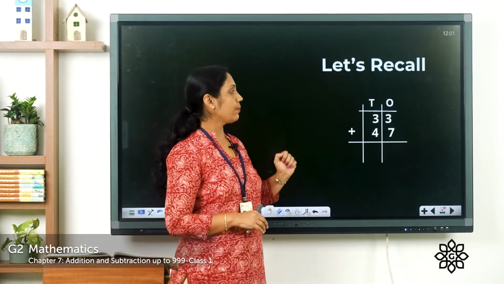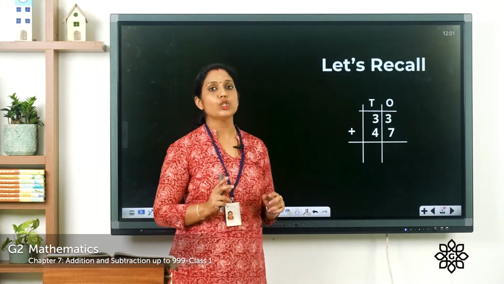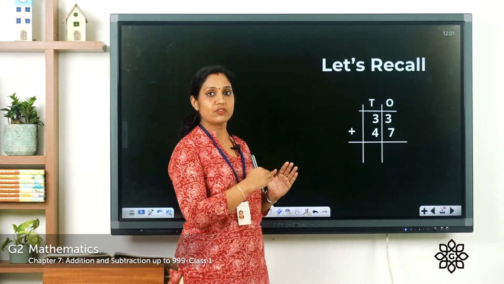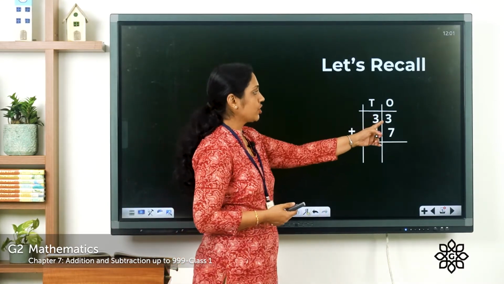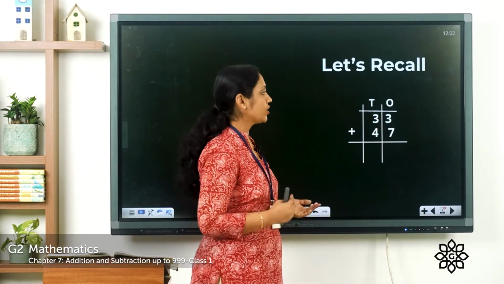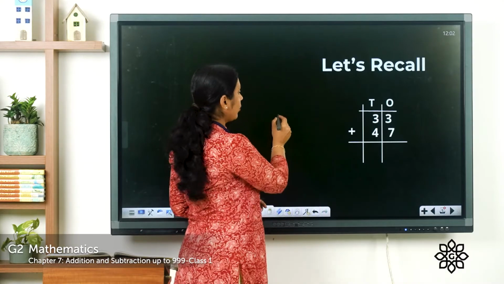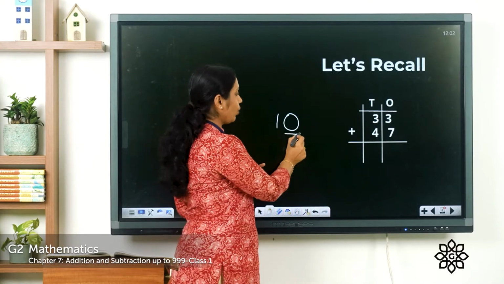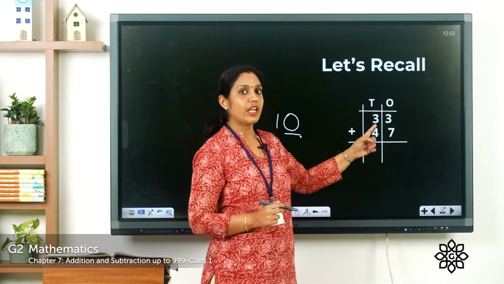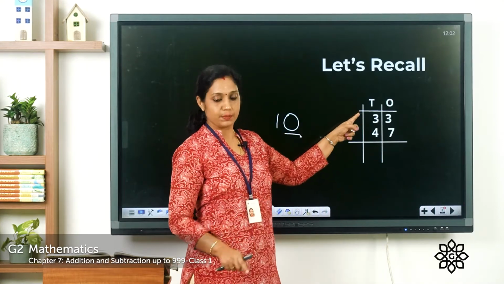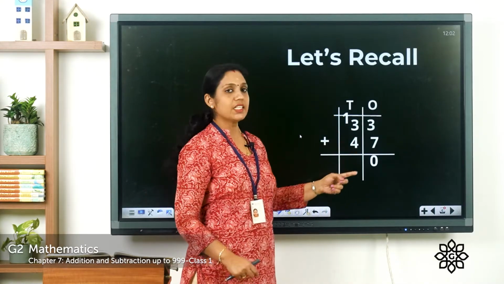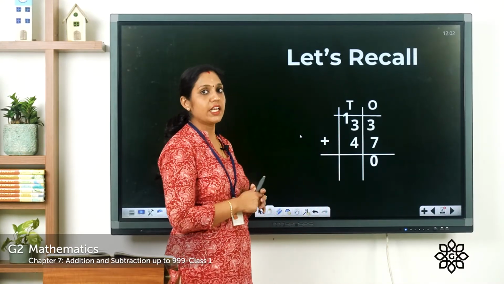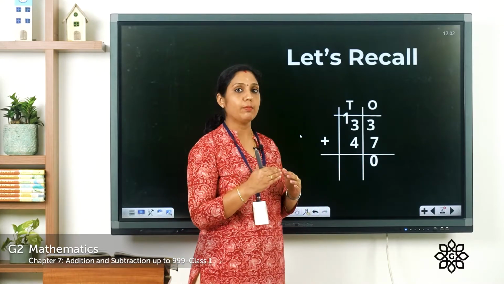Here it is 33 plus 47. Both are two-digit numbers. When we get two-digit numbers, what do we have to do? We have to add from the right side, that is from the ones position. Here in the ones position we have 3 plus 7. How much is 3 plus 7? It is 10. So what do we have to do? We write the 0 in the ones place, under the ones place, and we carry over 1 to the tens place. Now that carry over we have to add along with the numbers in the tens place.